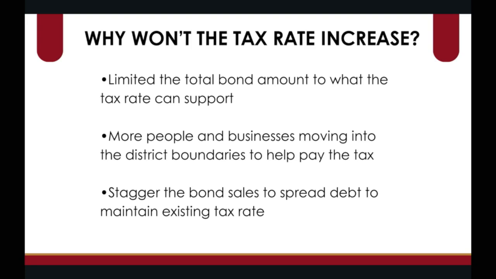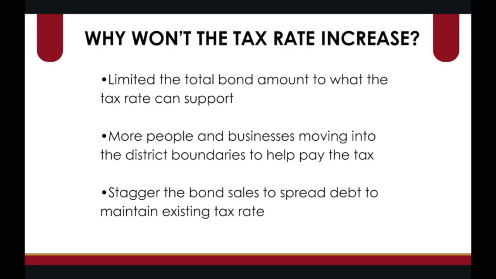So one of the big questions we're getting right now is, why won't the tax rate increase? We're limited the total bond amount to what the tax rate can support. So I can tell you, when we visited with all the campuses and got the list, we went back to the community forum group that we had last year, and they prioritized the projects where we could do something that was tax rate neutral. And so that's the $163 million that's before you. Remember, there's more people and businesses moving into the district boundaries to help pay the tax. And so as they come in, they'll be responsible for it as well.